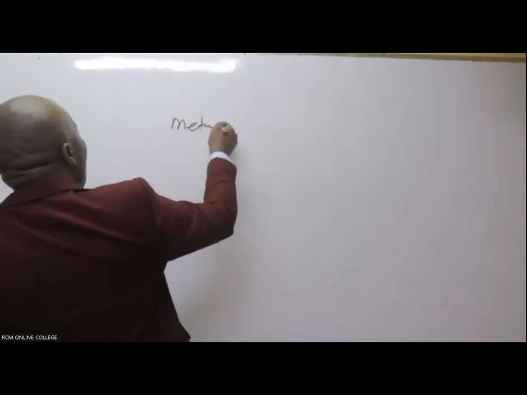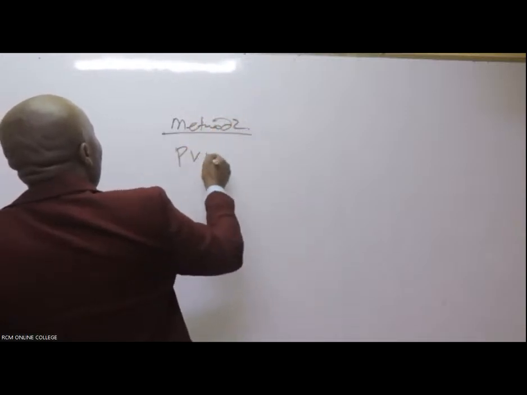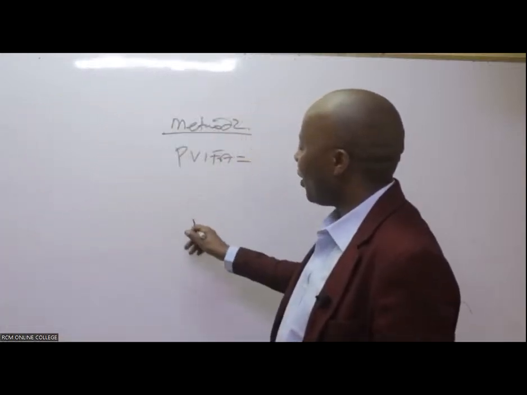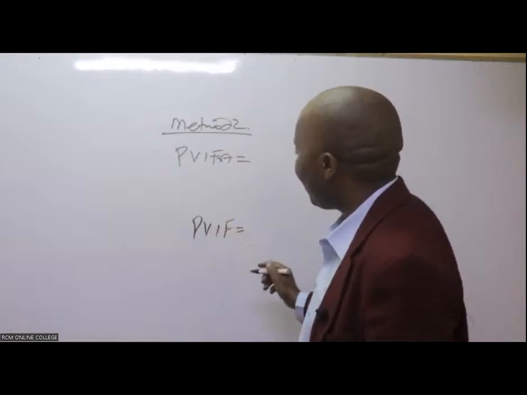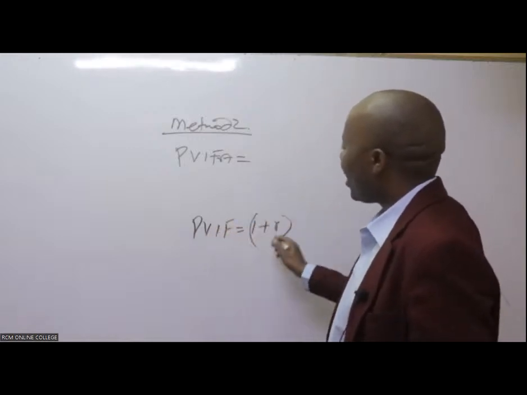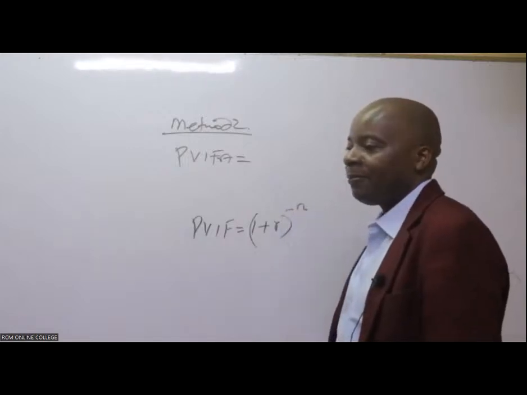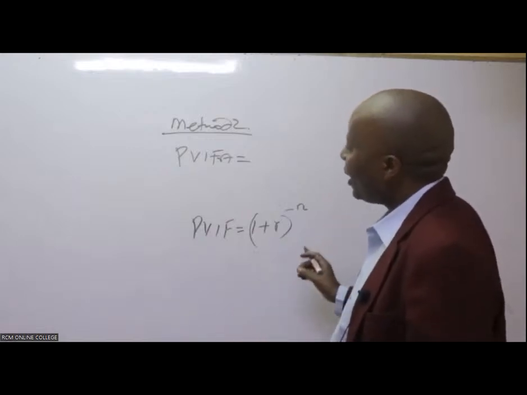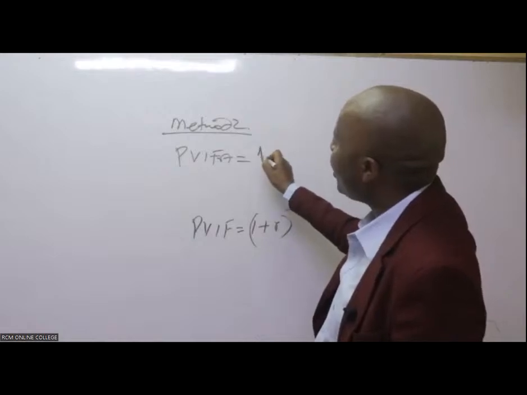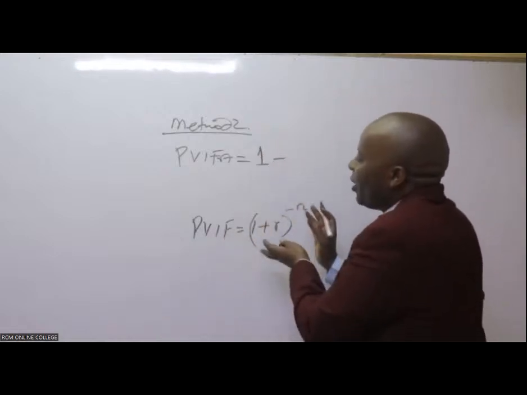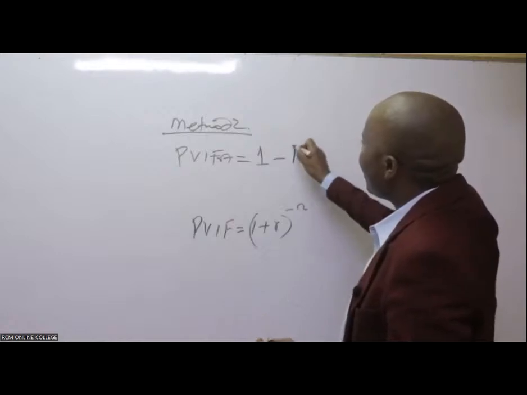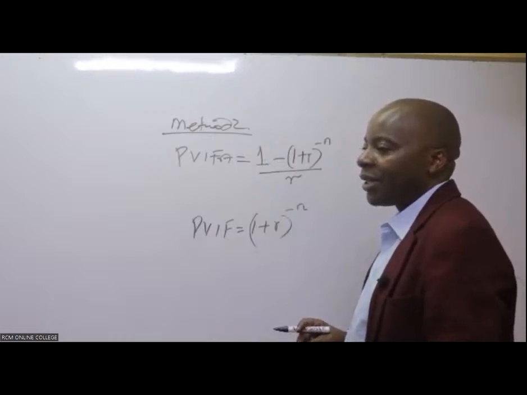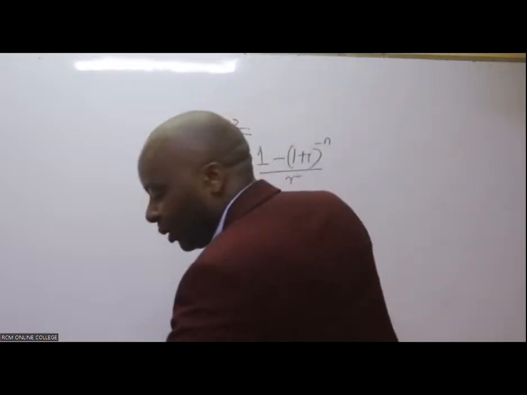Method 2. So method 2, come and give me what we call the PVIFA. I like the PVIFA formula. Even if you wake me up at whatever time, I know that PVIF is (1 plus R) raised to negative n. Once you give me PVIF, I'll easily give you the PVIFA formula, because it is always 1 minus this simple PVIF: 1 minus (1 plus R) raised to negative n, and then everything divided by R.